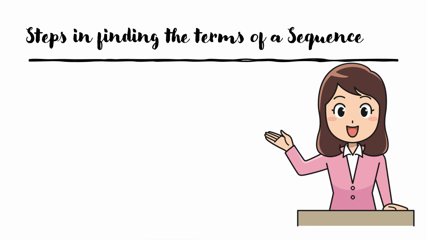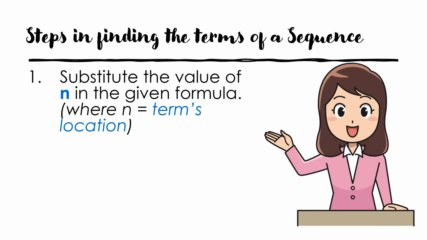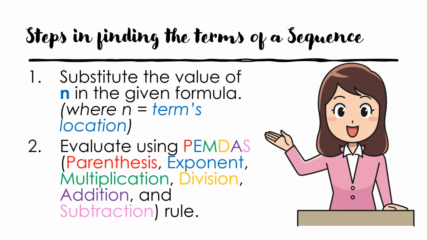In finding the terms of the sequence, we follow two steps. Step 1. Substitute the value of n in the given formula, where n is the term's location. Step 2. Evaluate using PEMDAS rule. PEMDAS rule is just following the order of operations according to parentheses, exponent, multiplication, division, addition, and subtraction.